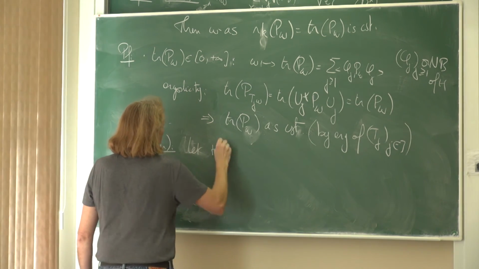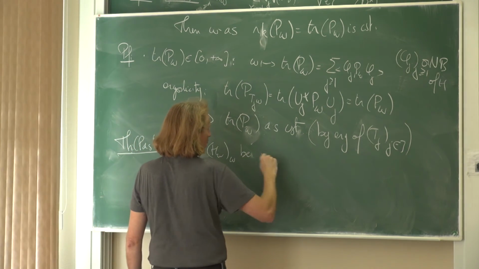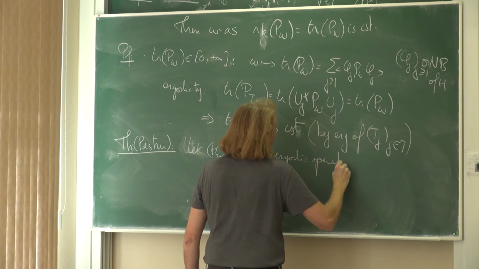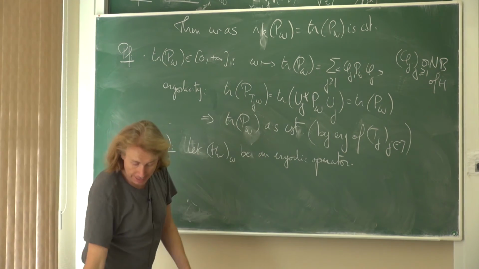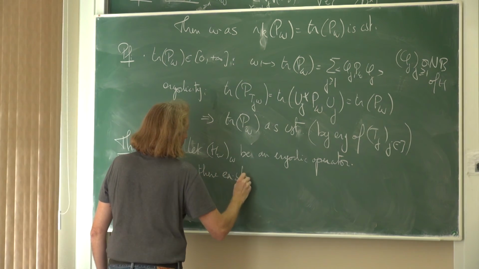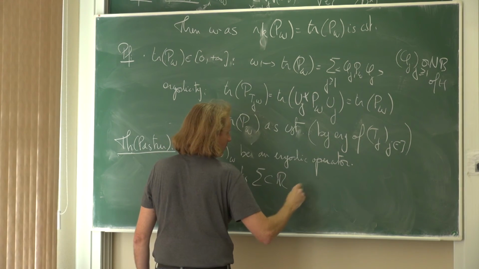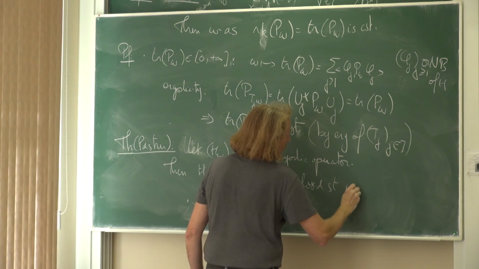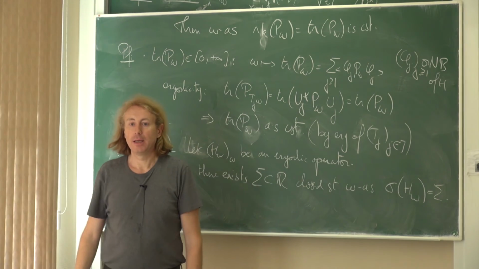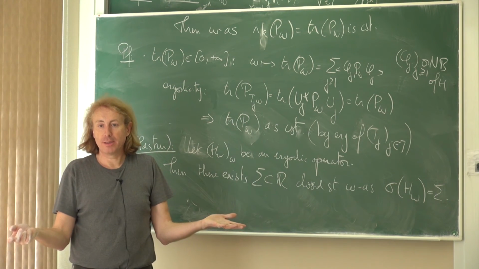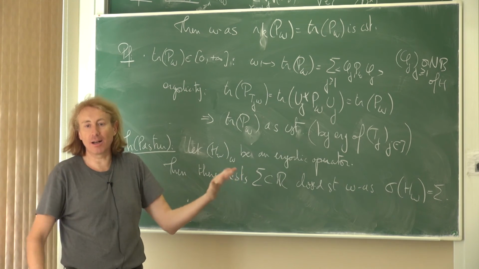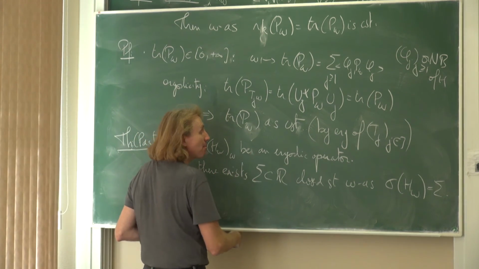Let H omega be an ergodic operator family. Then there exists sigma, a closed subset of R, such that omega almost surely, the spectrum of H omega is sigma. So even though you have this big family of operators, they all have the same spectrum. This is why one speaks of a single random operator.